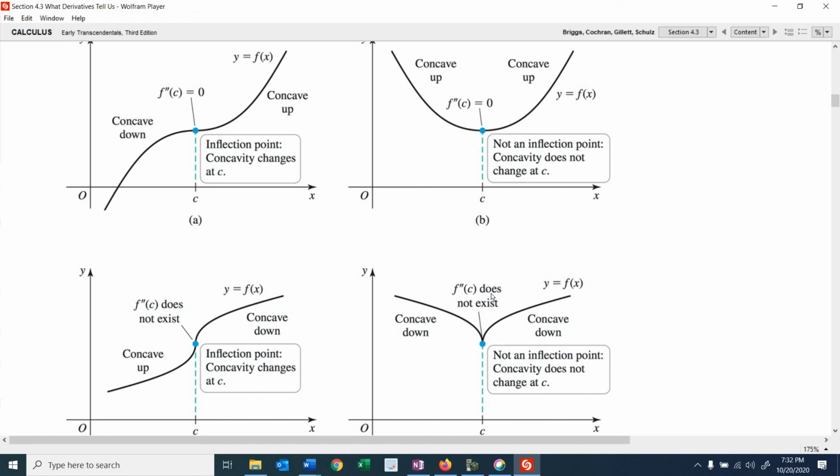But again, just because the second derivative doesn't exist doesn't mean there's an inflection point at that spot. For example, here you can see it's concave down over here, but it's also concave down over here. And the second derivative at this point in between does not exist. So just because the second derivative does not exist at a point, it doesn't mean there has to be a change in concavity.